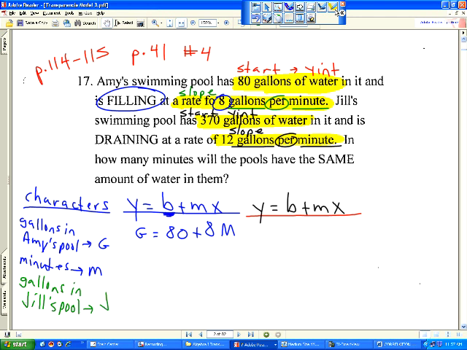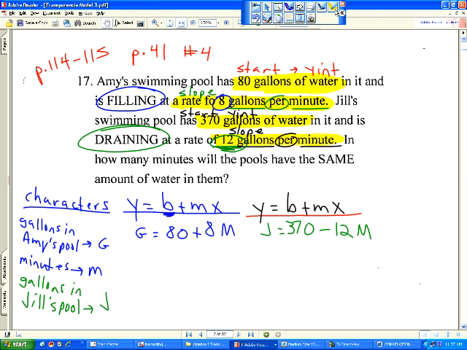And we'll just call that J. So, what's my equation? J, number of gallons in Jill's pool, is equal to what she started with, which is the y-intercept, 370. Little bitty pool. Is she gaining or losing? It's draining. Losing, minus slope, 12 gallons every minute. They say we got that?